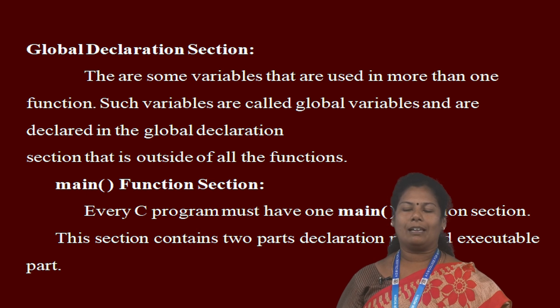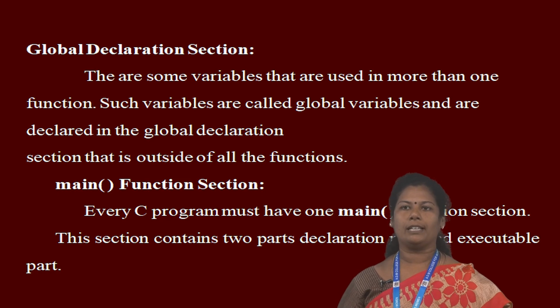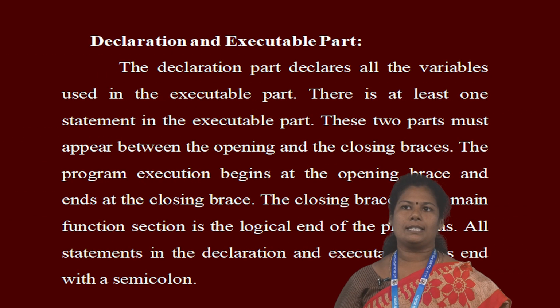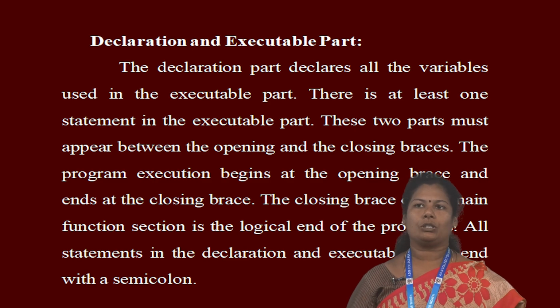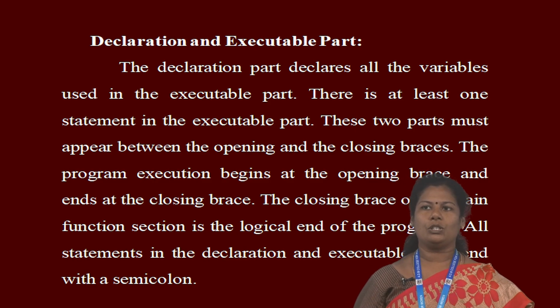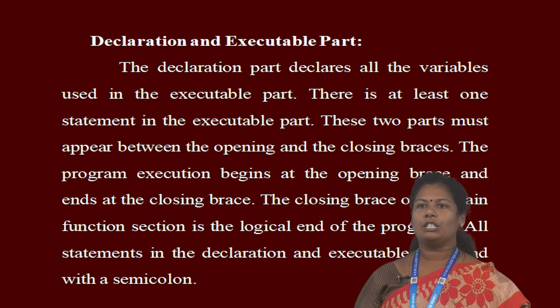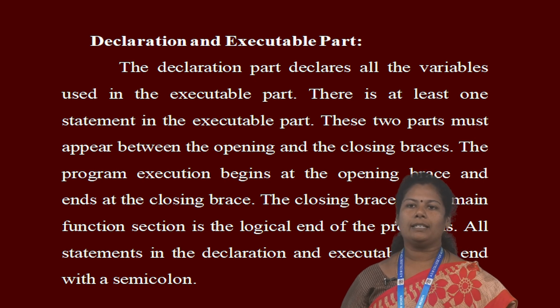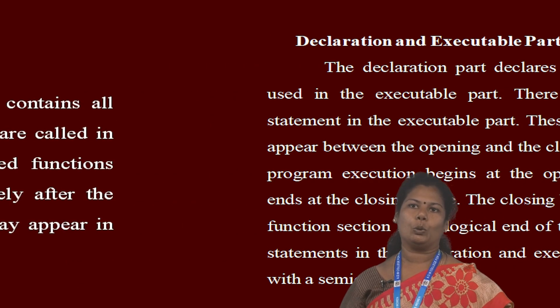Main function section. Every C program must have one main function section. This section contains two parts, that is declaration part and executable part. Declaration part declares all the variables used in the executable part. There is at least one statement in the executable part. These two parts must appear between the opening and the closing braces. The program execution begins at the opening brace and ends at the closing brace. The closing brace of the main function section is the logical end of the program.